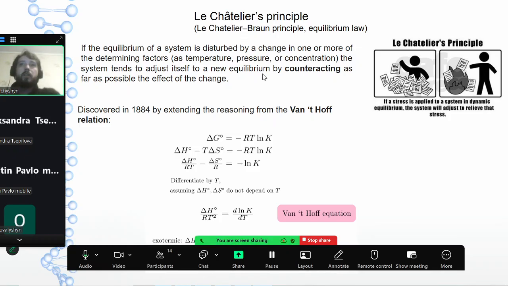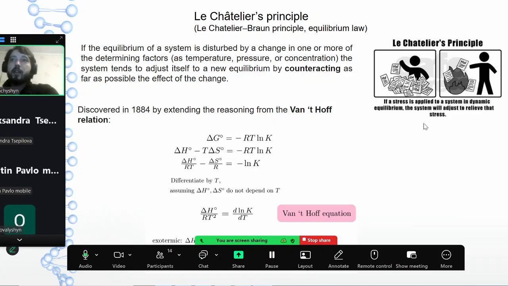So-called Le Chatelier principle. This is the principle that tells you that if the equilibrium of a system is disturbed by a change in one or more of the determining factors, let's say temperature, pressure, concentration, whatever, the system tends to adjust itself to a new equilibrium by counteracting as far as possible the effect of the change. That was discovered by extending some sort of reasoning from the Van 't Hoff relation. I will not go through this derivation, we have no time, and probably you don't need that. But here is a nice illustration of the principle.